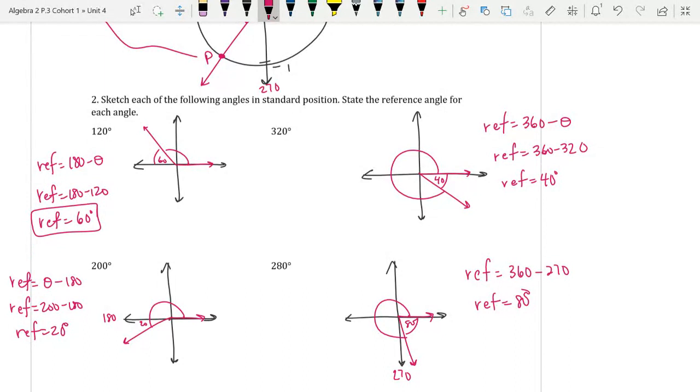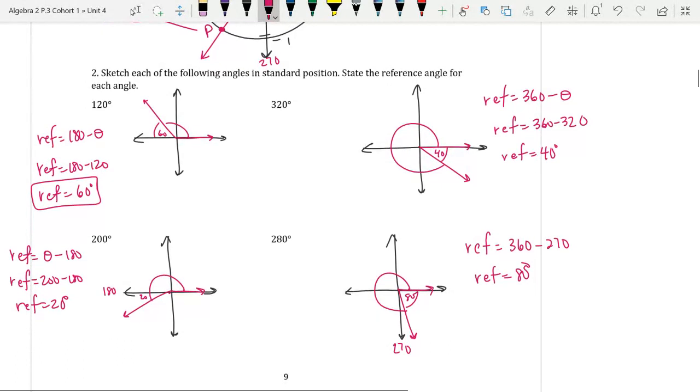Being able to find the reference angle is a really important tool for trigonometry. So hopefully you understood that part from the lesson.